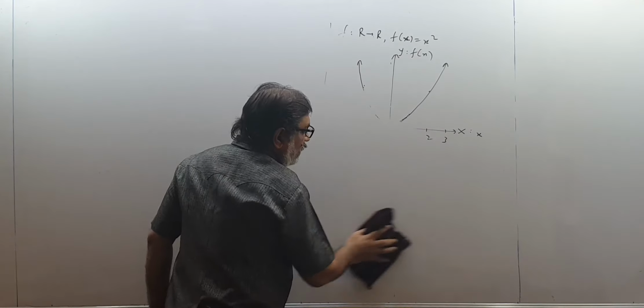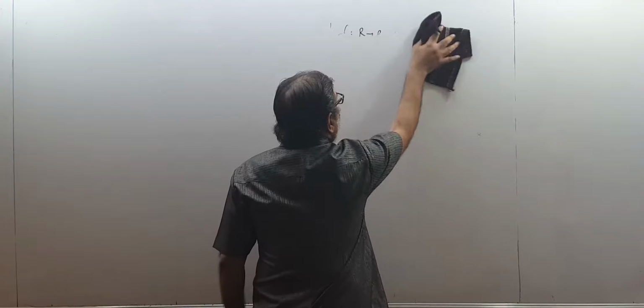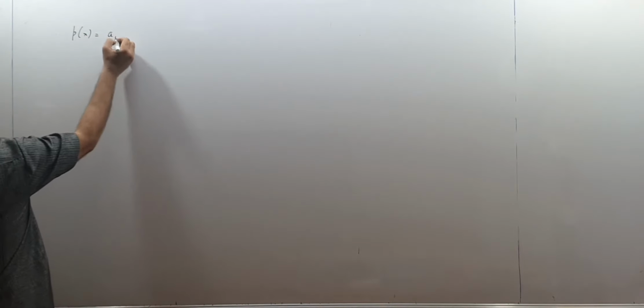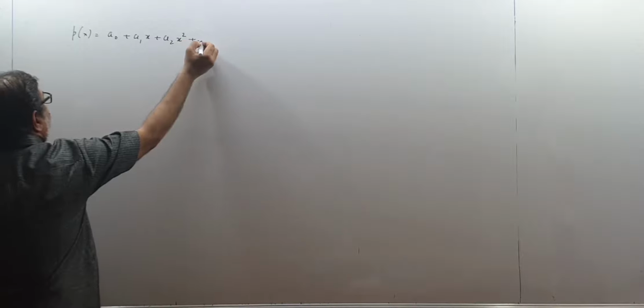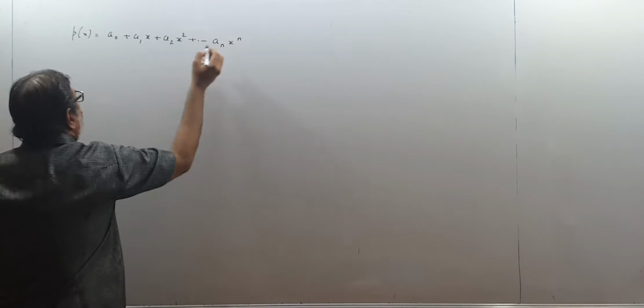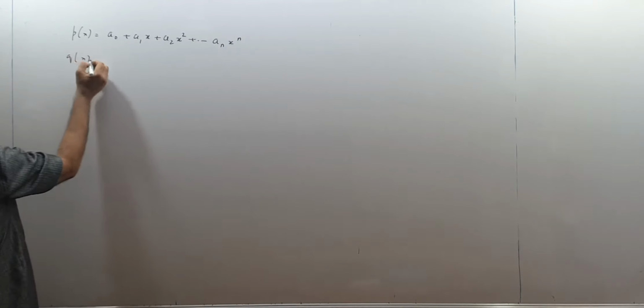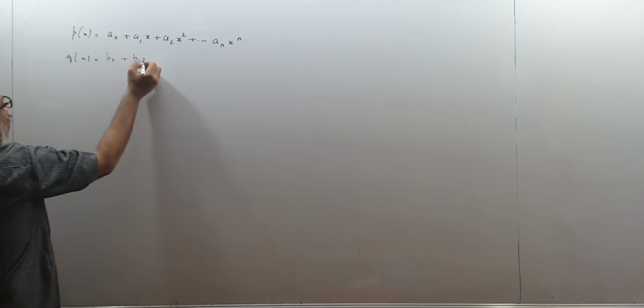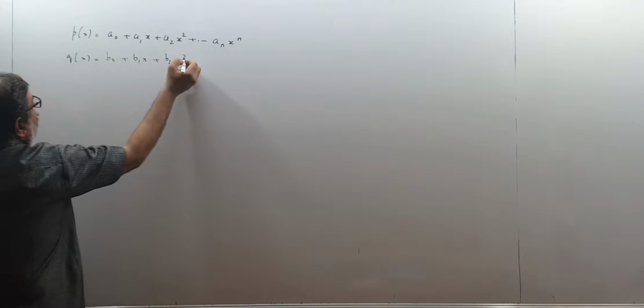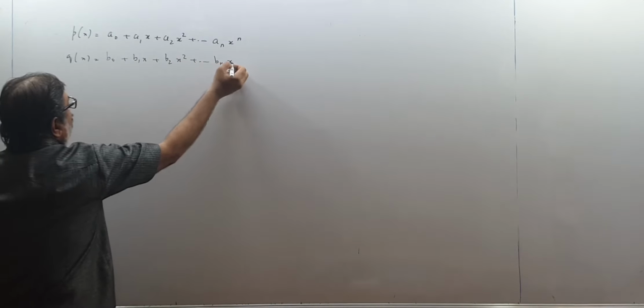We come to a rational function. What will be a rational function? Supposing P(x) is one polynomial, a0 plus a1x plus a2x squared up to anx^n. Q(x) is another polynomial, that is b0 plus b1x plus b2x squared, like this up to bnx^n.